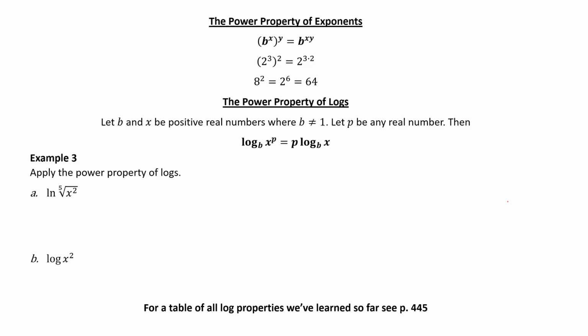The power property of exponents says that if you have a power raised to another power, you multiply the exponents. So b to the x raised to the y is b to the x times y. So 2 cubed squared is equal to 2 to the 3 times 2. And this is the way exponents act. If you have 2 cubed, that's 2 times 2 times 2. And if you square that, you're going to have another 2 times 2 times 2, and that is equal to 2 to the 6th.